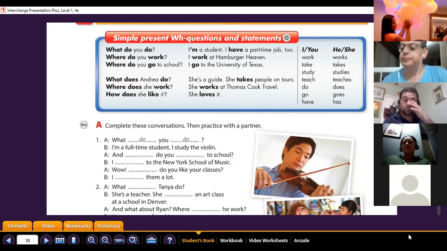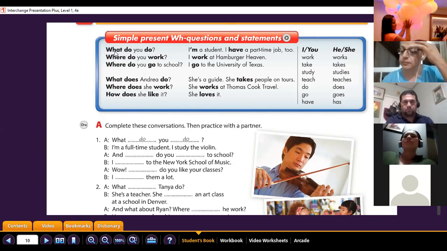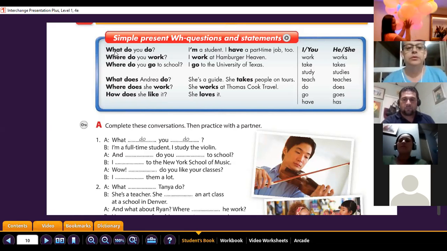Cuando es una information question, el patrón es el mismo, solo que vamos a poner primero una WH word o question word. For example, what do you do? Can you repeat? What do you do? I'm a student. I have a part-time job too.